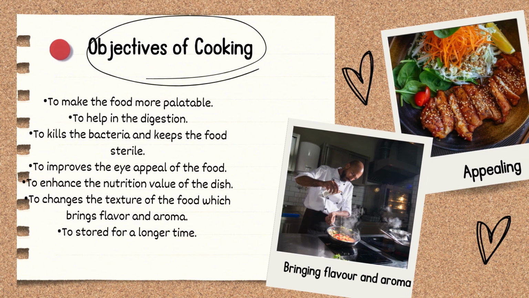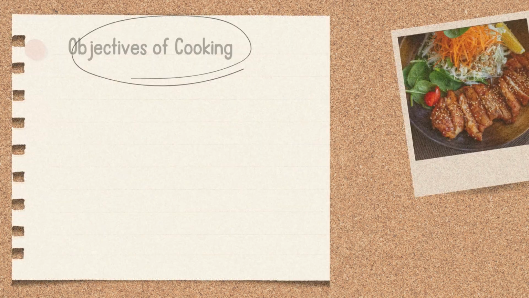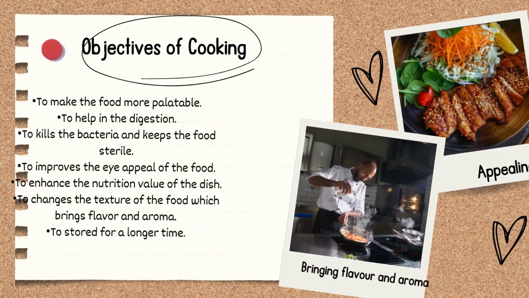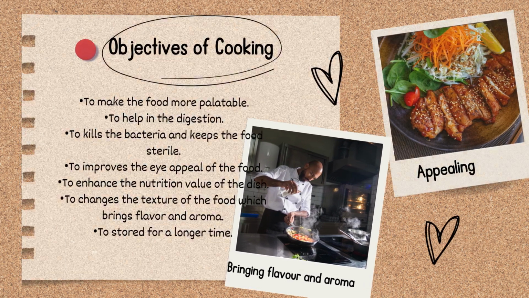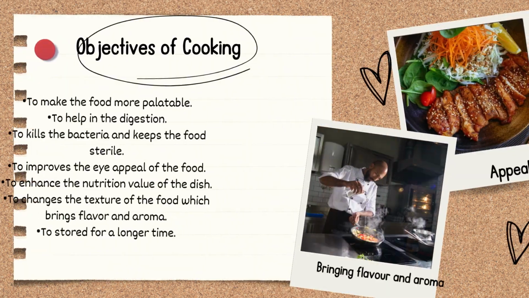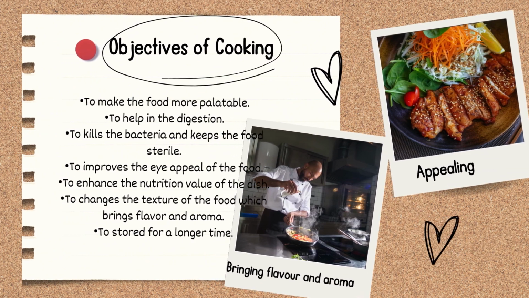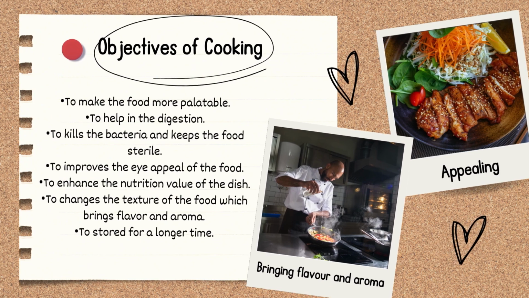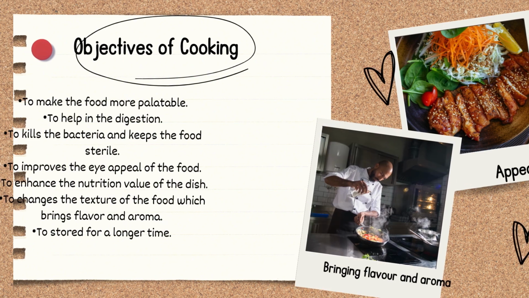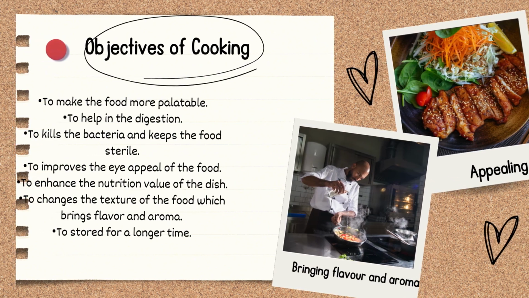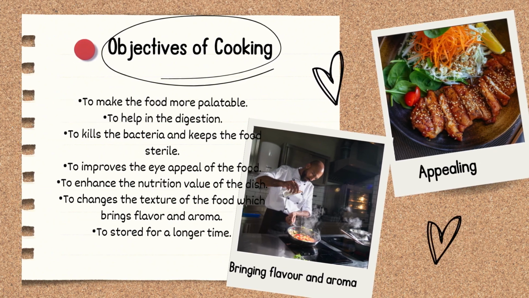Going through the objectives of cooking, we have to understand the major objective is to make the food more palatable first, to help in the digestion process, helps in killing the bacteria and keeping the food sterile. It improves the eye appeal of the food. Multiple ingredients used in cooking enhance the nutritional value of the dish as well. And different methods of cooking change the texture of food, which brings flavor and aroma. Cooked food can be stored for a longer time, so it's also one of the many objectives.